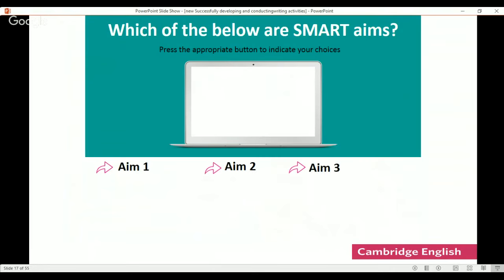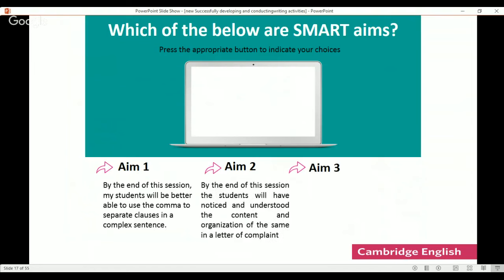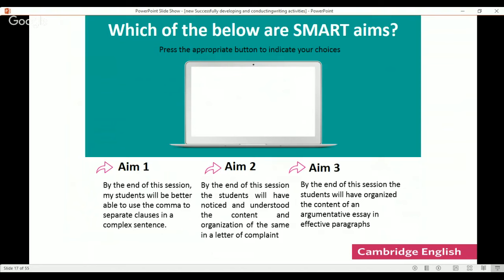So which of the below are SMART aims? We have three different aims. Aim 1, by the end of the session, my students will be better able to use the comma to separate clauses in a complex sentence. The second aim is by the end of the session, the students will have noticed and understood the content and organization of the same in a letter of complaint. And aim 3, by the end of the session, the students will have organized the content of an argumentative essay in effective paragraphs. Press the button to indicate which of these three aims are SMART aims.